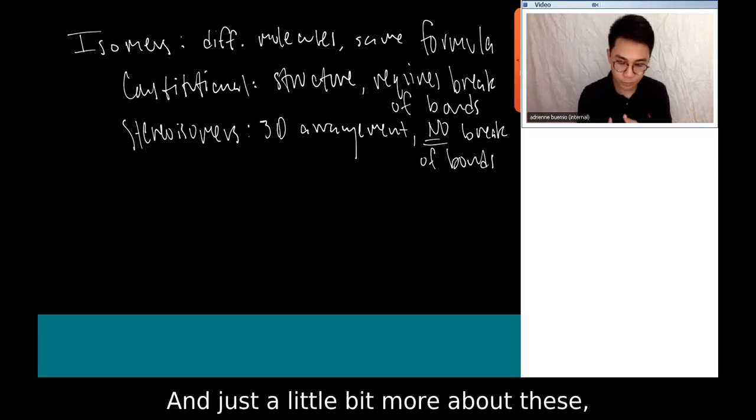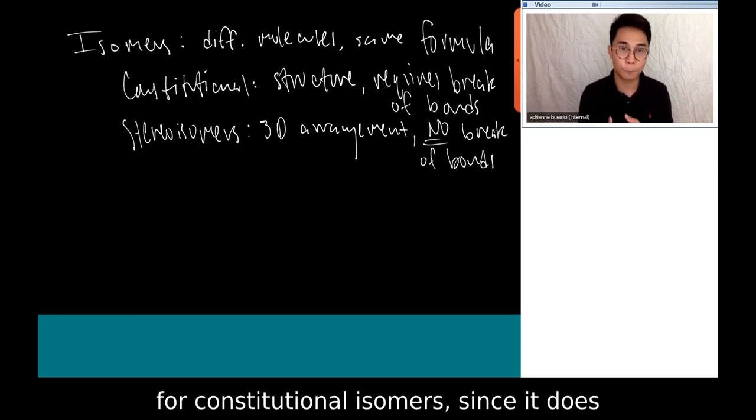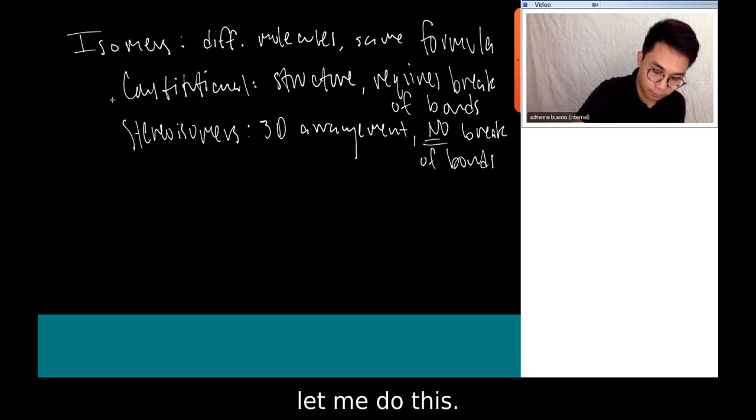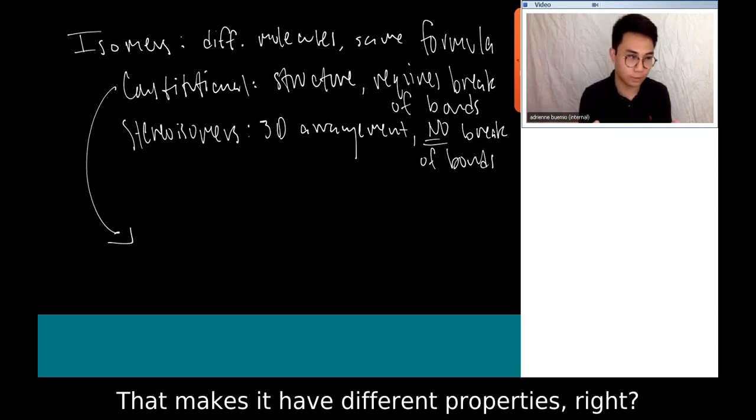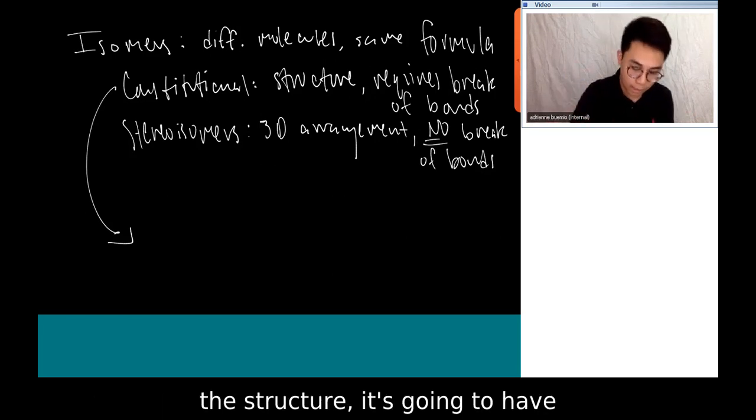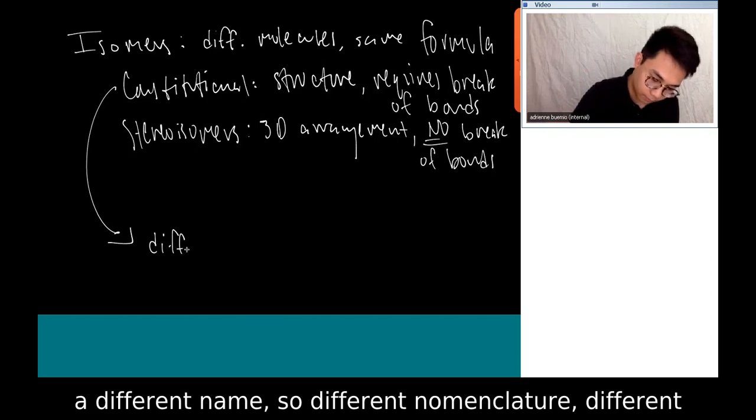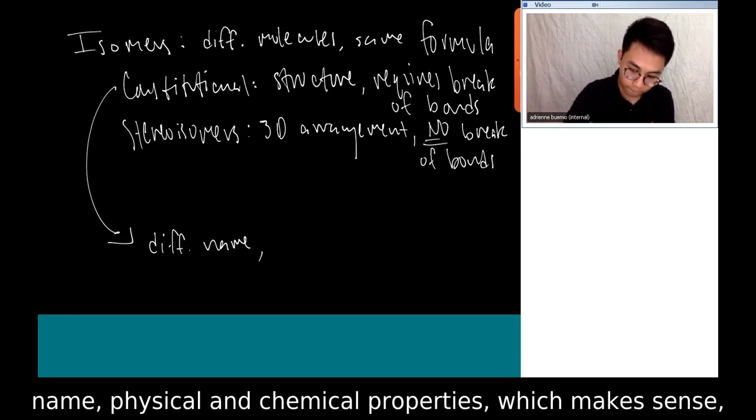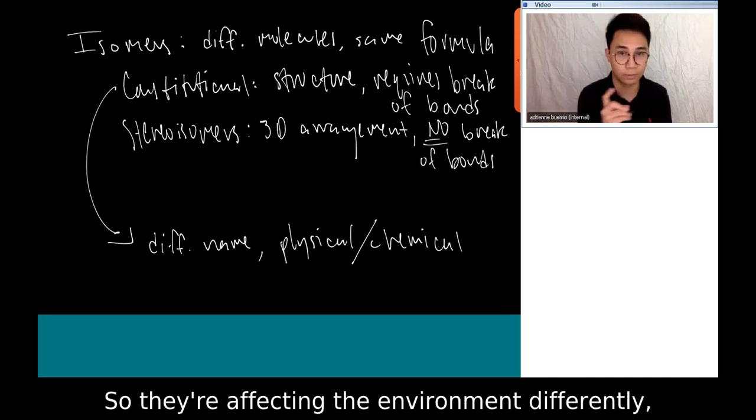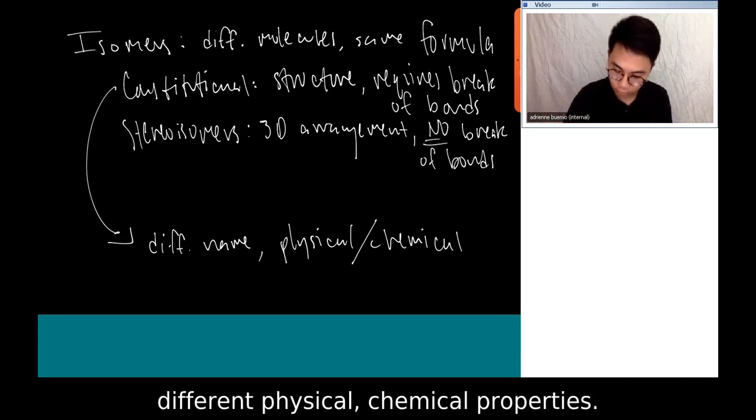And just a little bit more about these. For constitutional isomers, since it does require breaking, that makes it have different properties, right? So since we're breaking bonds, we're rearranging the structure, right? It's going to have a different name, so different nomenclature, right? Different name, physical and chemical properties, which makes sense, right? Because all those functional groups are now in a different place, so they're affecting the environment differently, right? Different physical and chemical properties.